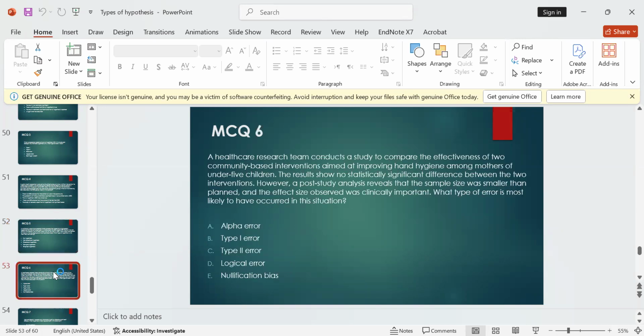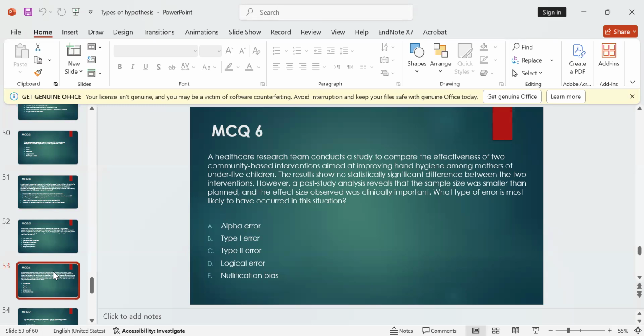MCQ number 6. A healthcare research team conducts a study to compare the effectiveness of two community-based interventions aimed at improving hand hygiene among mothers of under 5 children. The results show no statistically significant difference between the two interventions. However, a post-study analysis reveals that the sample size was smaller than planned and the effect size observed was clinically important. What type of error is most likely to have occurred in this situation? A, alpha error, B, type 1 error, C, type 2 error, D, logical error, or E, nullification bias. Alpha error. Type 2 error.